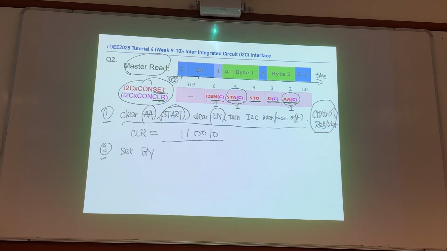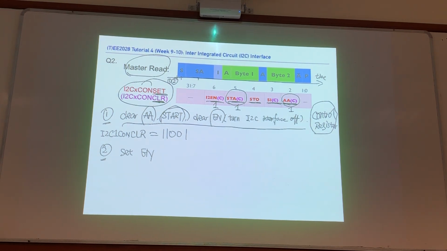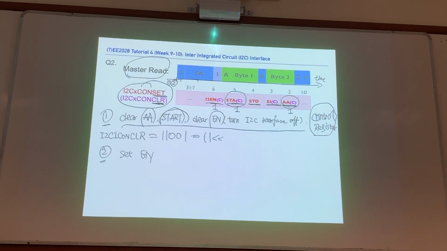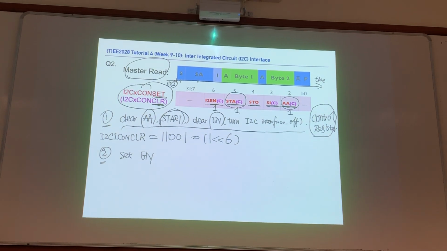Okay? So basically this is the first step. Okay, 1, 1, 0, 0, 1. You want your I2C1 con clear equals this value. Okay, that is step 1. Or you can write it in other way. So in my answer, I write in this way. 1, left shift 6 times. What do we get for this one? If I shift 1 6 times to left, what do we get?